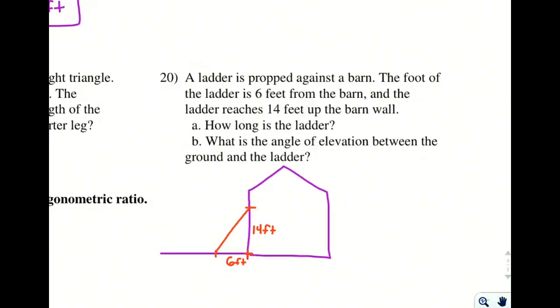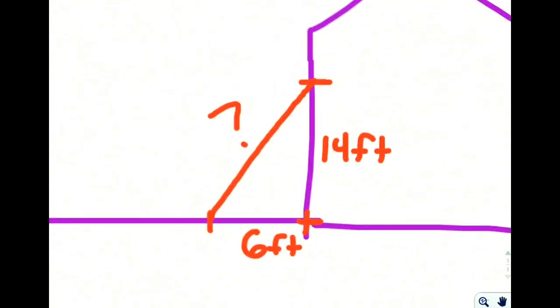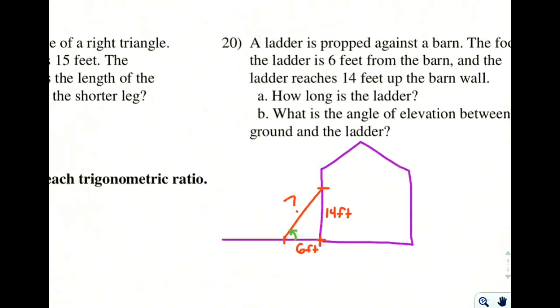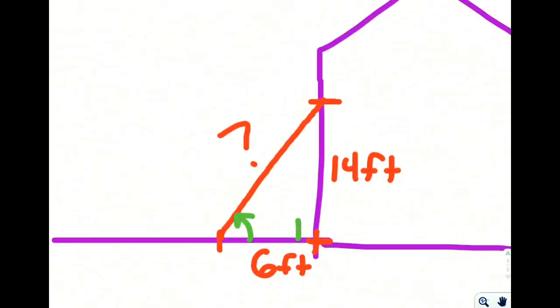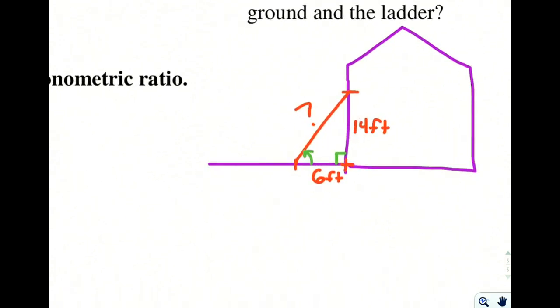It asks us two questions. How long is the ladder, which is going to be that length right there, and what is the angle of elevation between the ground and the ladder? So the angle of elevation we're going to need to solve right here. The question that asks us the length of the ladder is probably going to be the easier one to solve because we have a right triangle. We have a short leg, and then our hypotenuse.